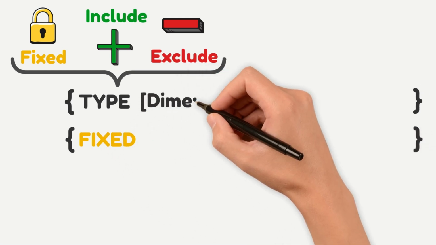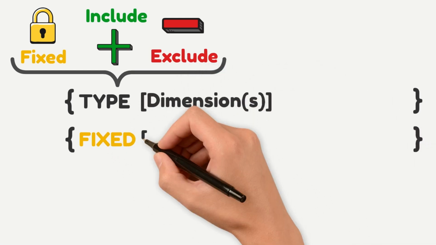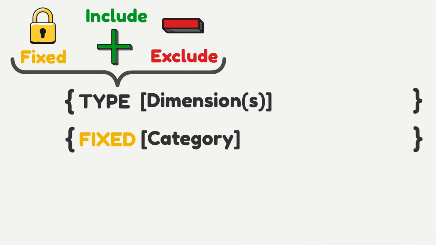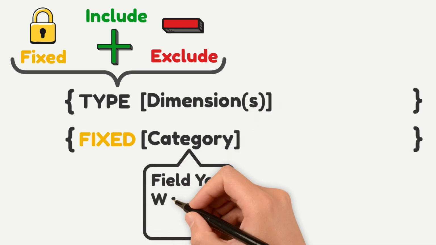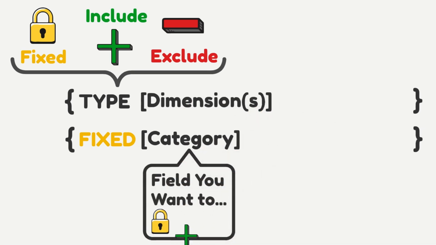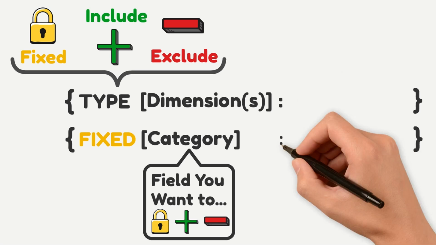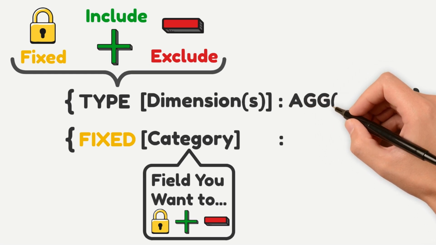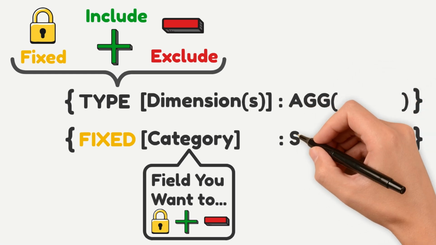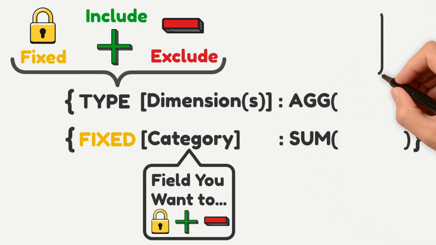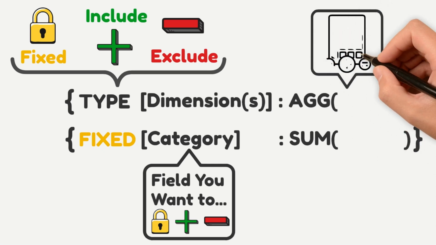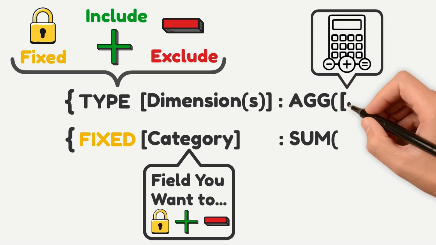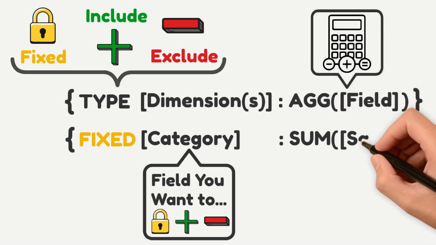The dimension is the field or fields that we're using to define the level of detail. This is where you'll add the field that you want to fix, add, or remove. Then add a colon to separate the dimensions from the calculation logic. The aggregate function specifies the math or logic, like sum or count. And this will determine how the data is combined, while the field defines what you want to calculate, like sales.